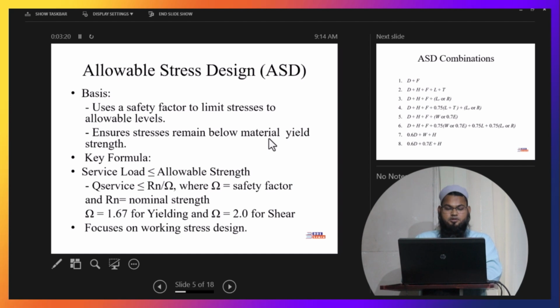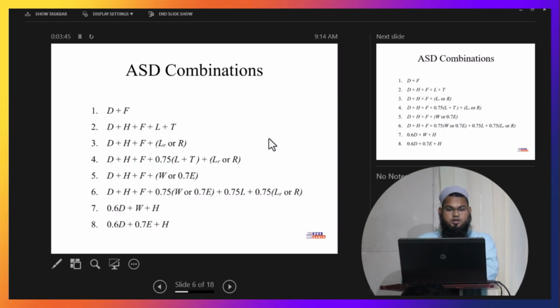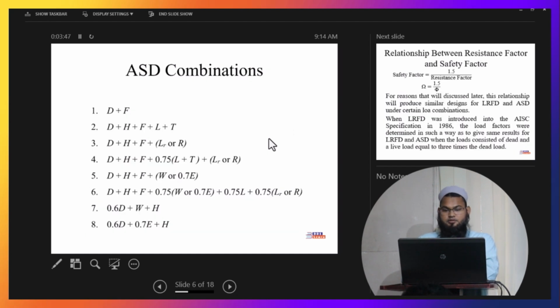Q service means service load is less than or equal to the nominal load divided by the safety factor. Here's the safety factor, and Rn equals nominal strength. The safety factor for yielding is 1.67 and for shear is 2. It focuses on working stress design. Here are the ASD combinations.